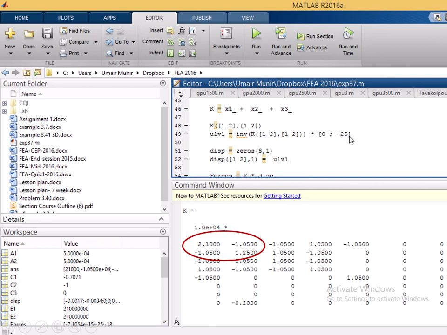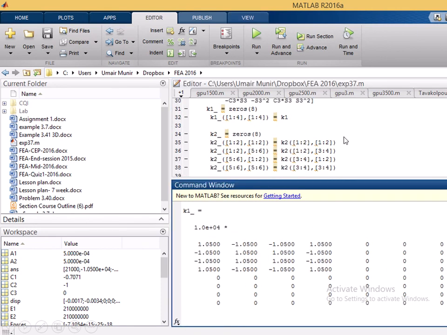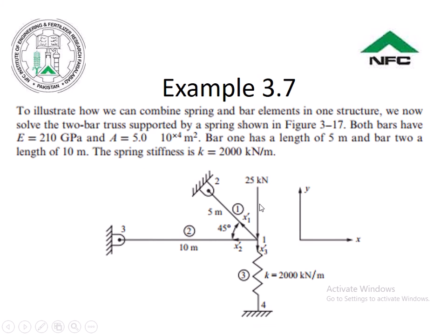This is actually force. You have the formula F equals kx. So this is x, this is k, and this is F. You can see the forces in this diagram. The force is acting on node 1. Of the rest of the nodes, node 2 is fixed, node 3 is fixed, and node 4 is also fixed. Only node 1 is free.